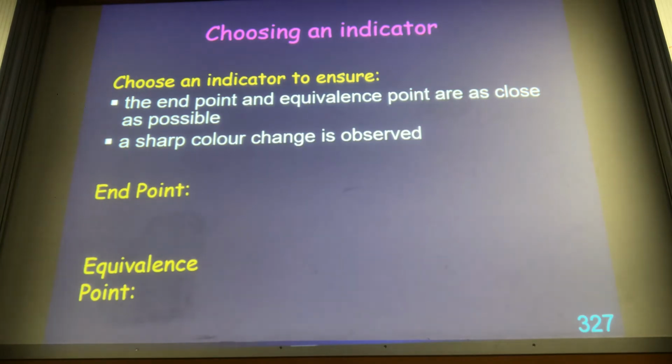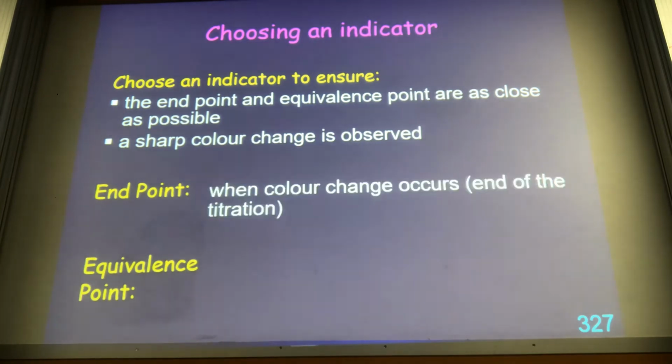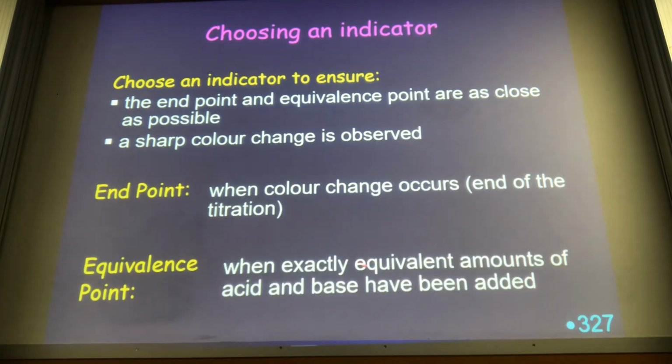So, to get the right indicator, you need to choose an indicator which gives you a clear colour change really close to that point at which the chemicals are present in equal numbers of moles. So the endpoint, which is where we end the titration, the first permanent colour change, has to be really close to the equivalence point, when exactly equivalent amounts of the acid and base have been added according to their mole ratio.